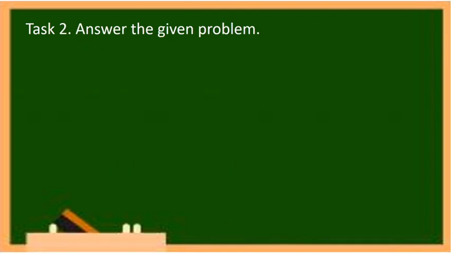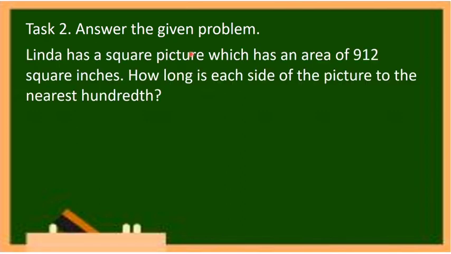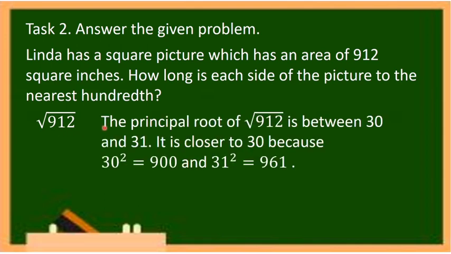Now let us have this task 2 example. Problem solving. We are given this problem: Linda has a square picture which has an area of 912 square inches. How long is each side of the picture to the nearest hundredth? So we have to get the approximate square root of 912 to the nearest hundredth. The first step: the principal root of the square root of 912 is between 30 and 31.